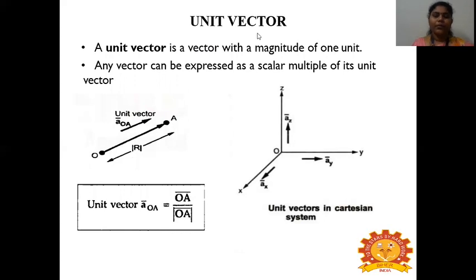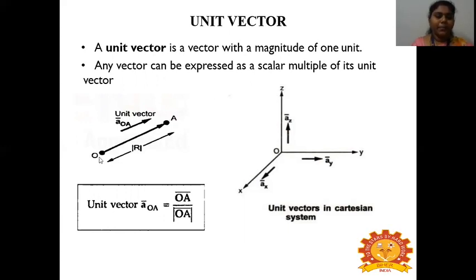Next, we will discuss unit vector. What do you mean by unit vector? A unit vector is also a vector, but its magnitude is equal to 1. Any vector can be represented as a scalar multiple of its unit vector. Here the scalar is the magnitude by which we are going to multiply; we can multiply it by 1, or by 2, 3 or 4, n numbers.